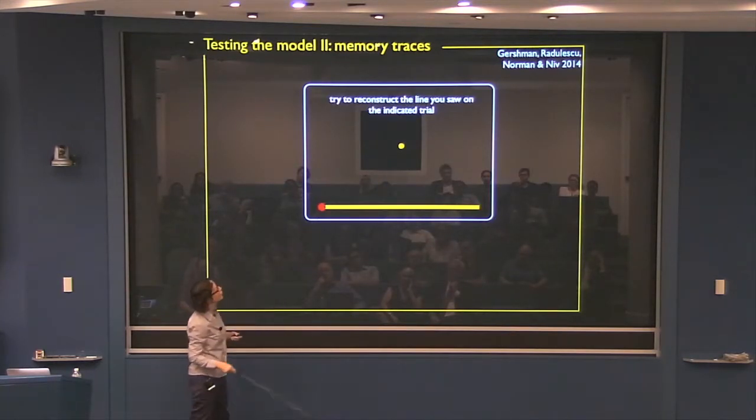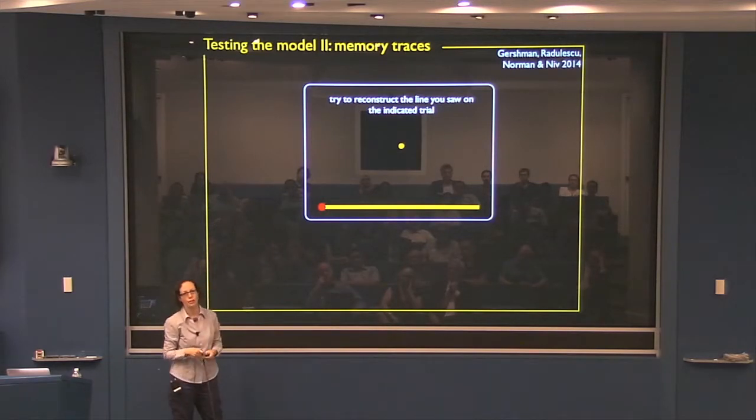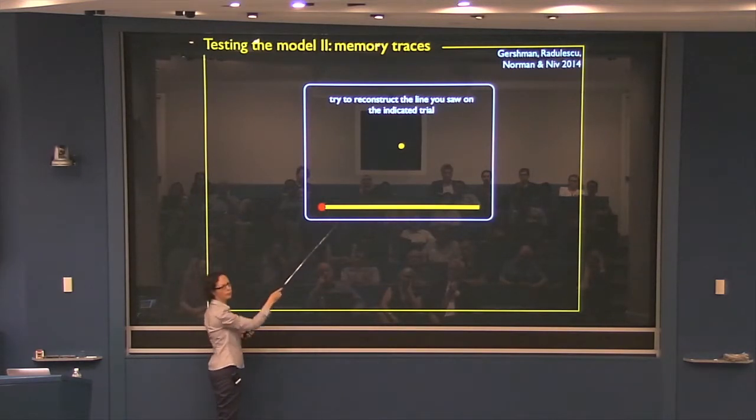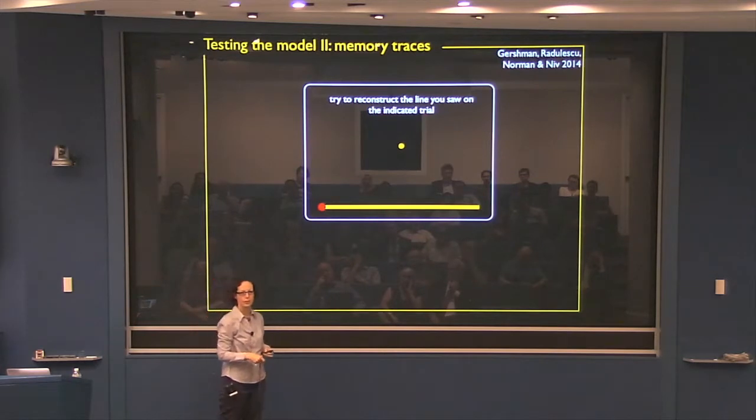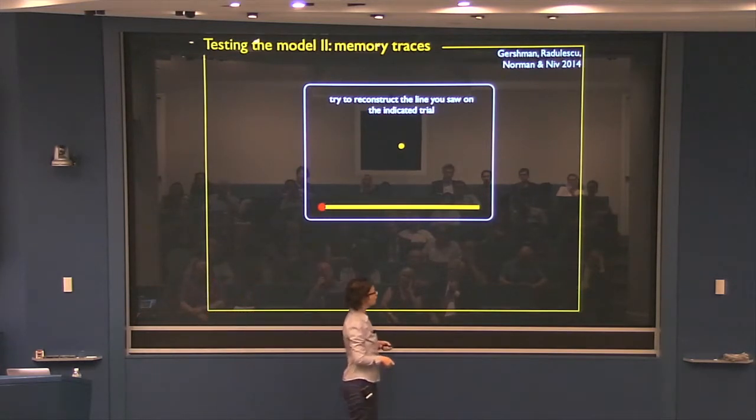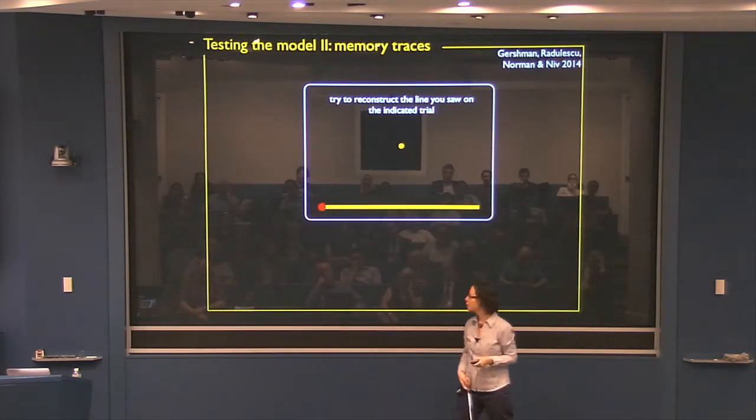At the very end of the block, we move them back to the very beginning and say, can you reconstruct the line that you saw in that trial? It's not always the first one. It's one of the first ones. Reconstruct from memory. So this is a memory test for these little line segments.